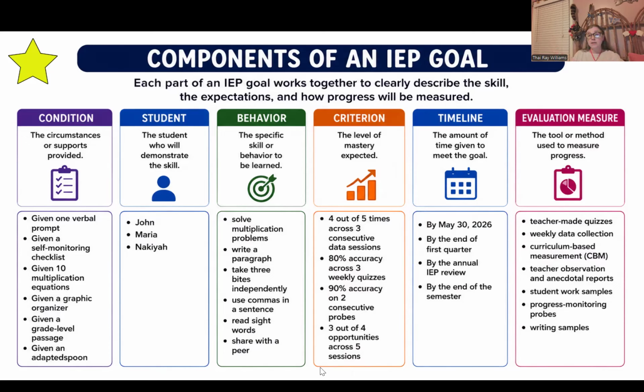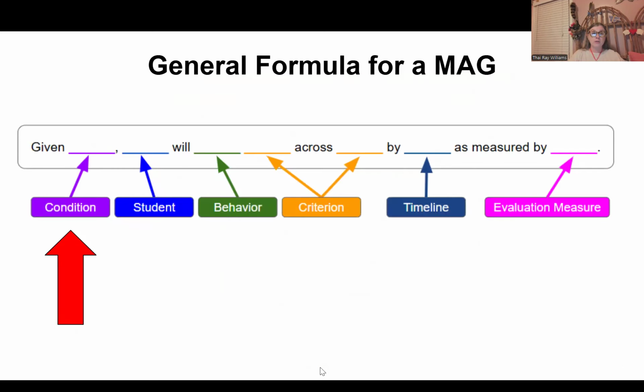This is the time that we anticipate the student will master the goal. And then finally, we have our evaluation measure or procedure, and this is how we are going to measure and monitor students' progress and determine whether or not they have mastered the goal. And so again, we want to make sure that we're using this template because we can ensure that you get all 6 components in the IEP goal as you write it.